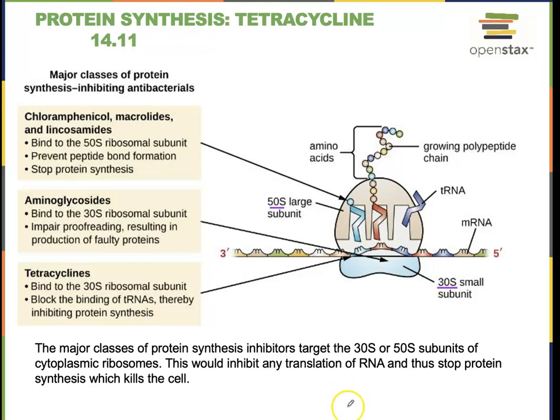So remember, the process of translation is to read the messenger RNA, right? So this is our RNA. We're adding the amino acids within this unit with the ribosome. And the different drugs here just stop that process. So we don't need to memorize the details here, just knowing that it can bind to either subunit and it disrupts the addition of amino acids, stopping protein synthesis.